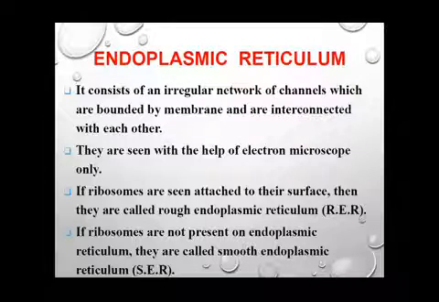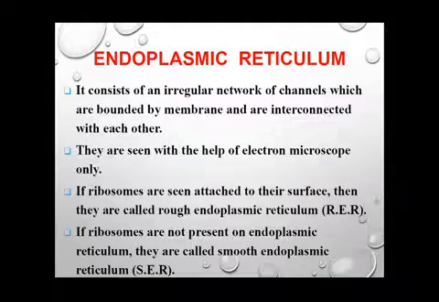If on the surface of endoplasmic reticulum ribosomes are present, then such type of ER is known as rough endoplasmic reticulum, or in short it is also written as R.E.R. And if in case on the surface no ribosomes are present, then it is termed as the smooth endoplasmic reticulum, or S.E.R.